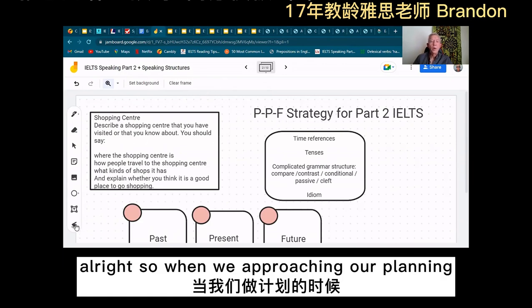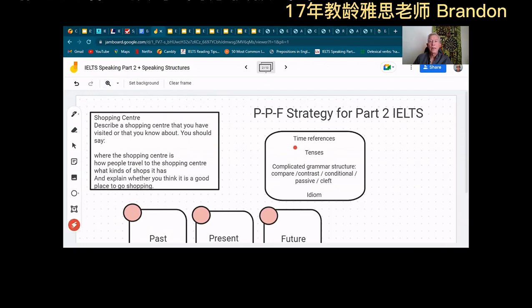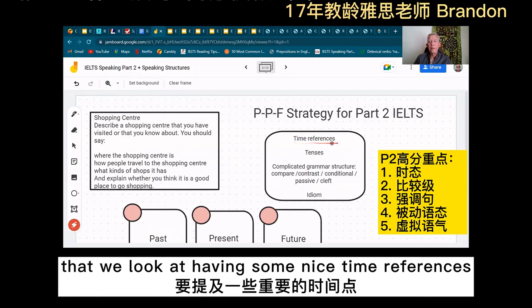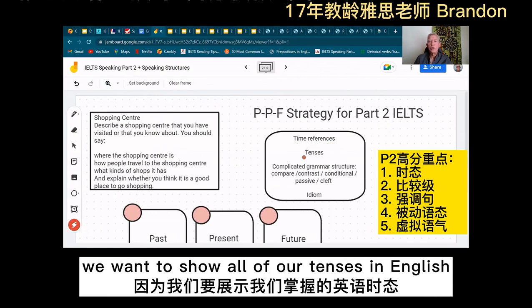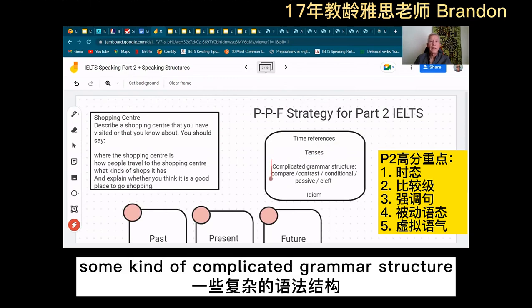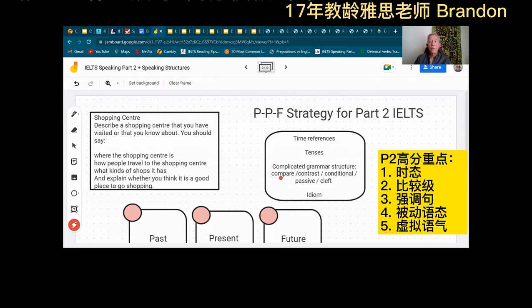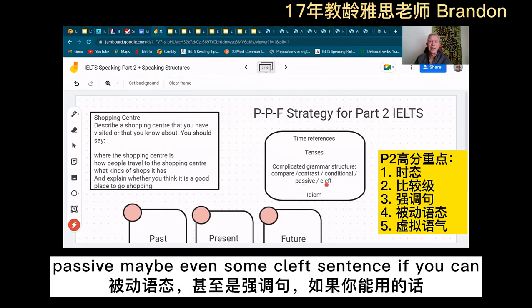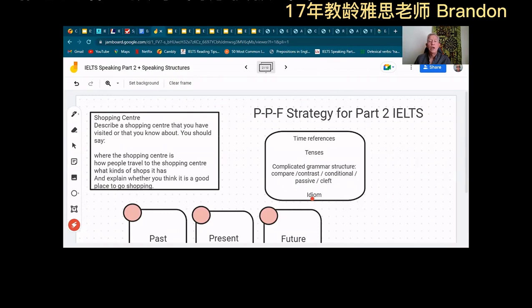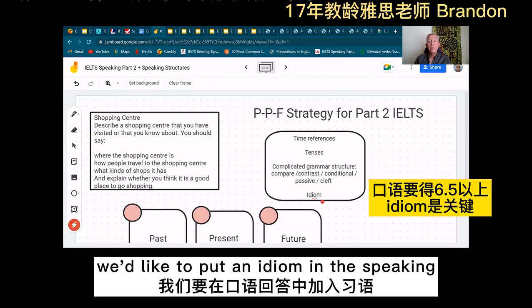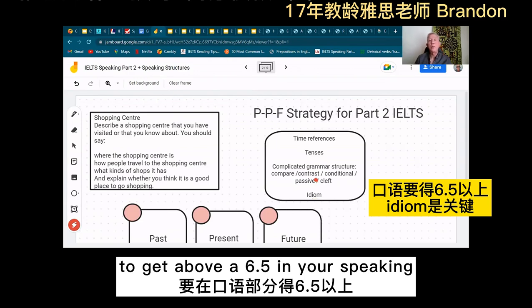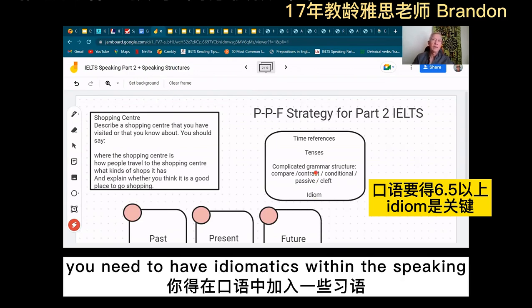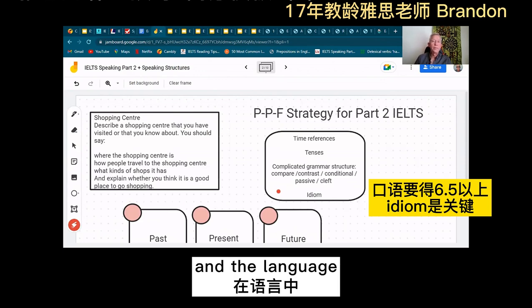All right, so when we're approaching our planning, it's important that we look at having some nice time references. We want to show all of our tenses in English. We want to have some kind of complicated grammar structure. Want to compare something, contrast something, maybe do a conditional sentence, passive, maybe even some cleft sentencing if you can. We'd like to put an idiom in the speaking. To get above a 6.5 in your speaking, you need to have idiomatics within the speaking and the language.